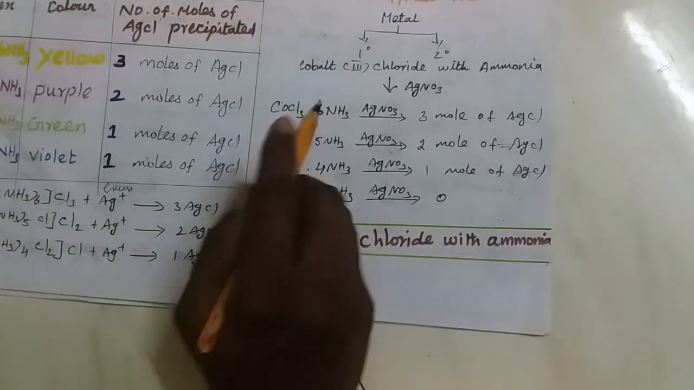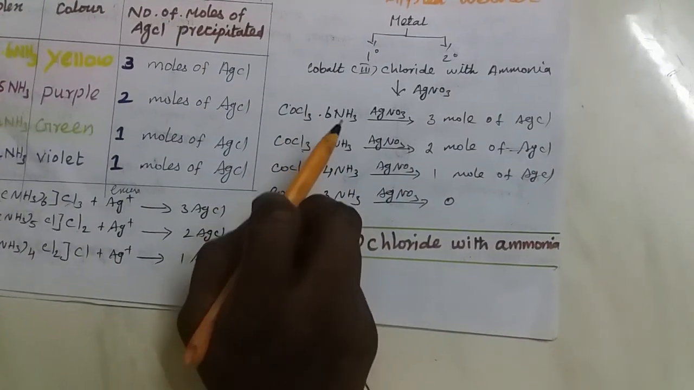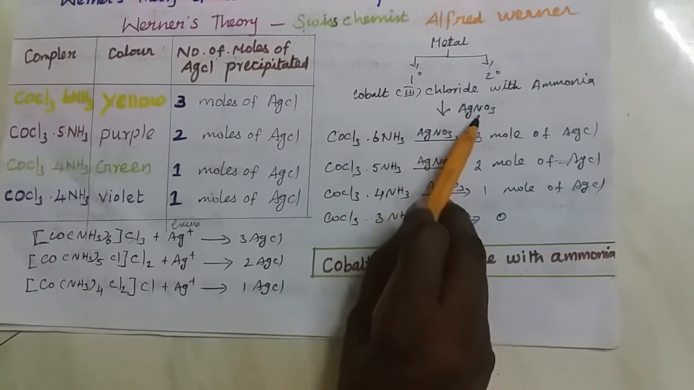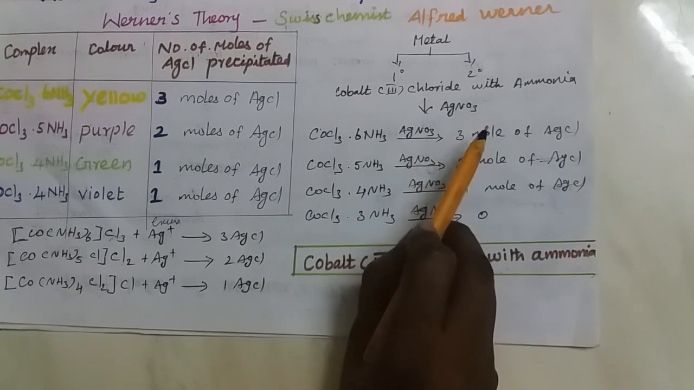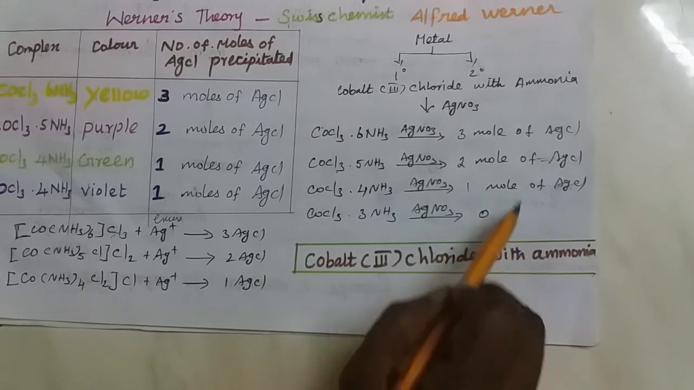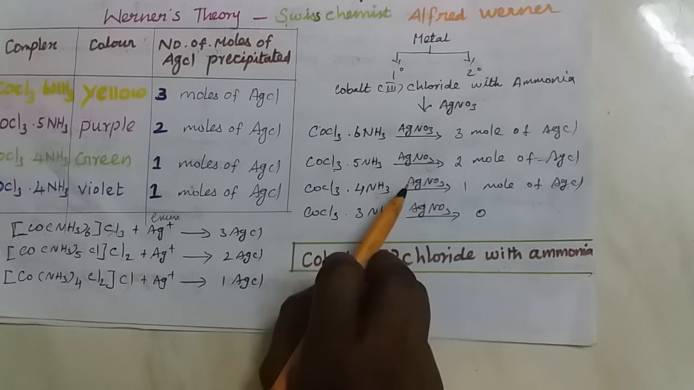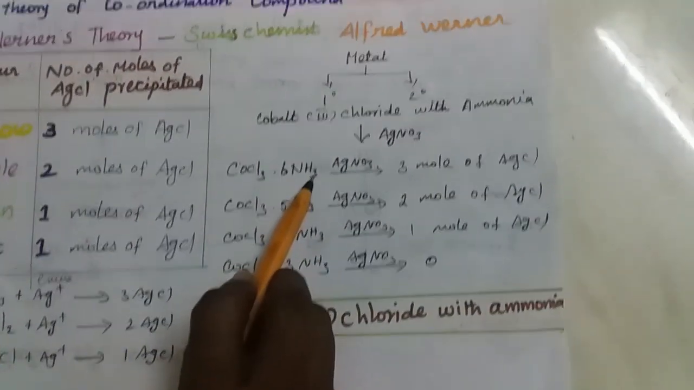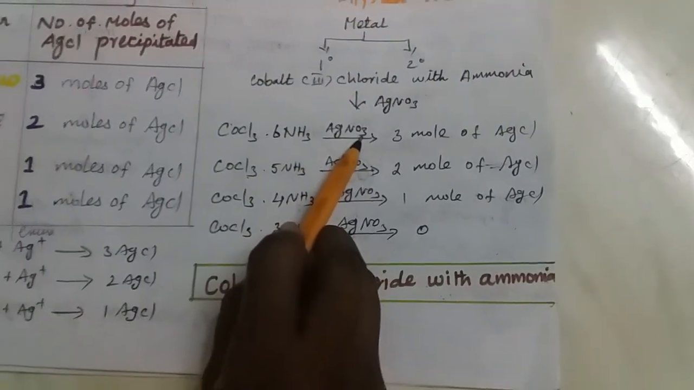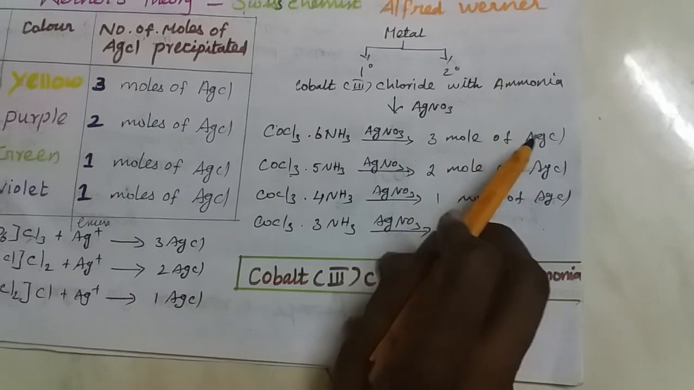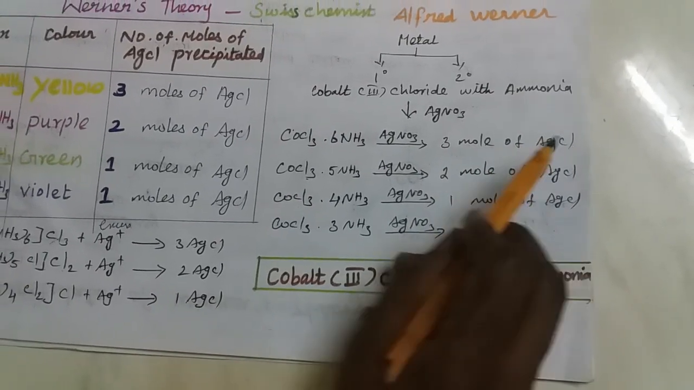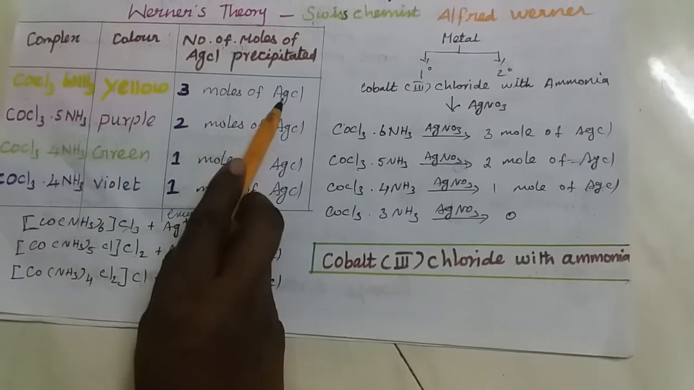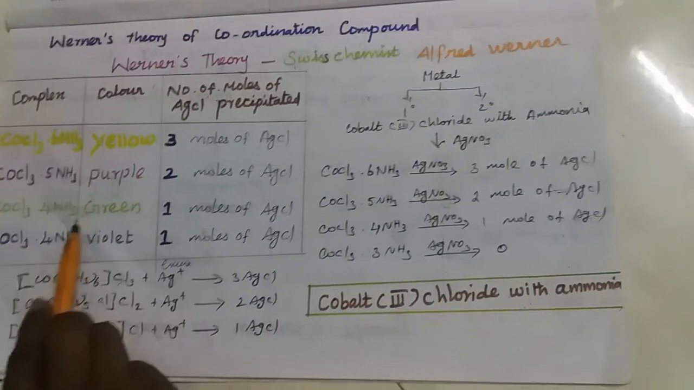Next, Werner took some coordination compounds. He added AgNO3 and found different moles of AgCl precipitate with different colors. For example, he took CoCl3·6NH3. By adding AgNO3, he got 3 moles of AgCl precipitate and the complex turns yellow in color.